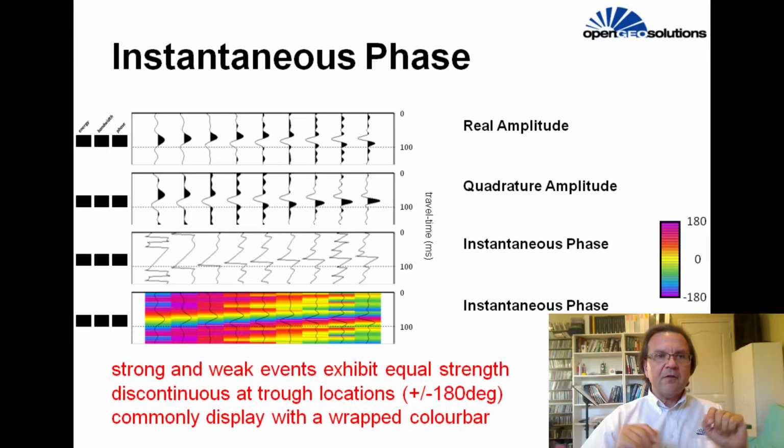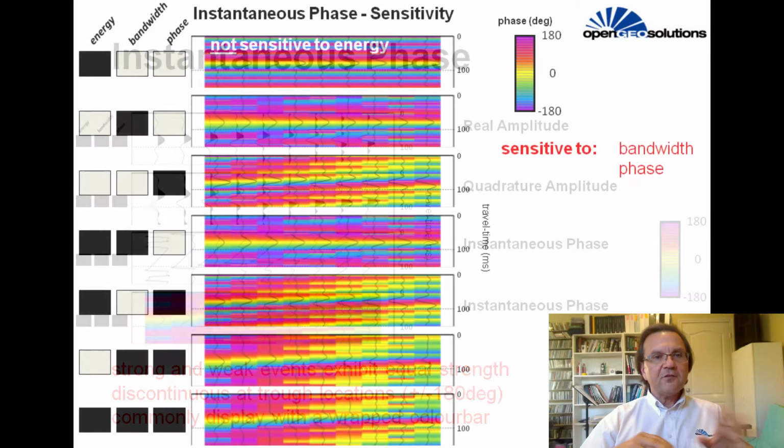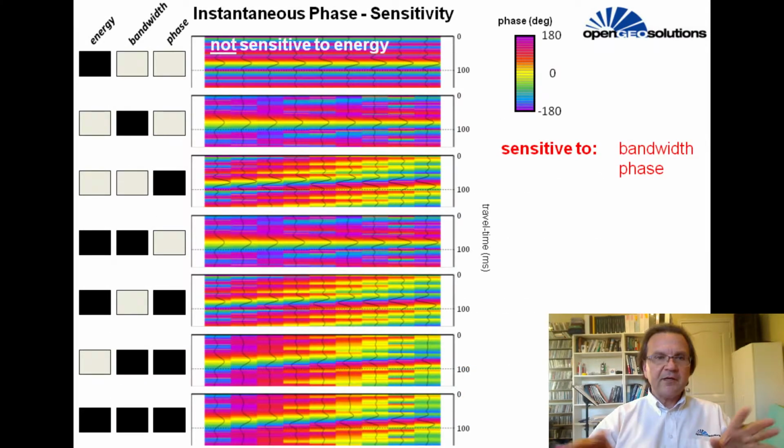Instantaneous phase emphasizes spatial continuity or discontinuity of reflections by providing a way for weak and strong events to appear with equal strength. It does this by associating positions along the waveform to a phase value, and is often displayed using a wrapped color bar that represents plus or minus 180 degrees. It is sensitive to bandwidth and phase, but not energy in isolation.